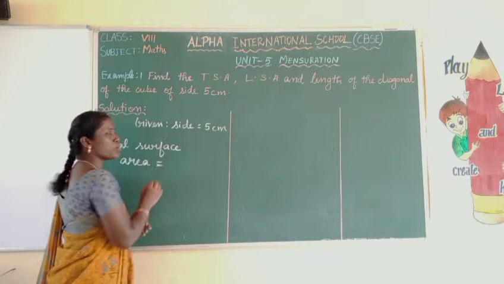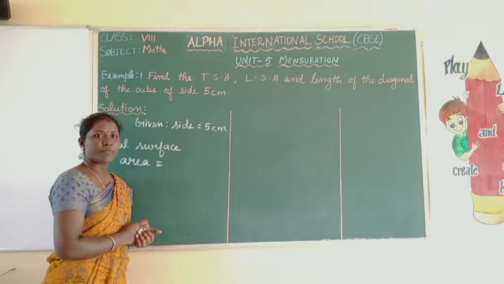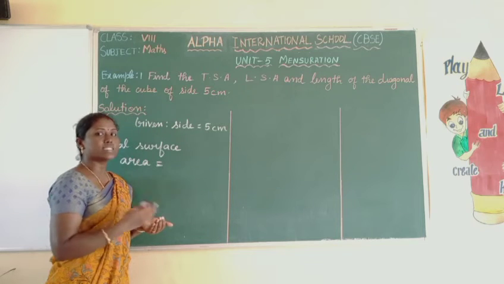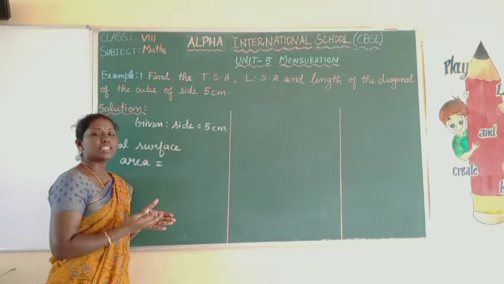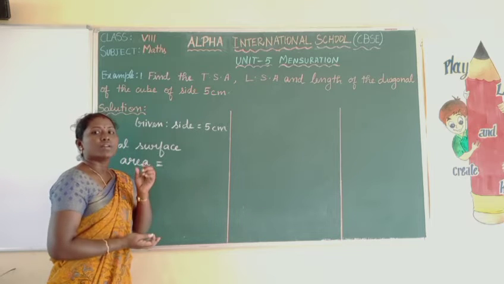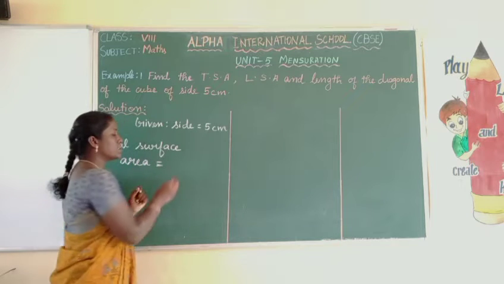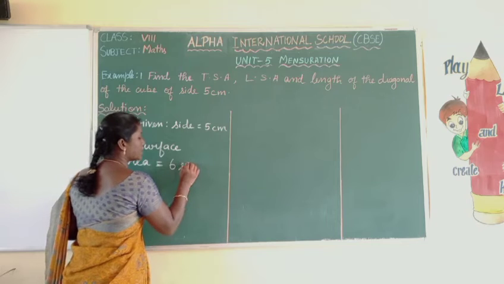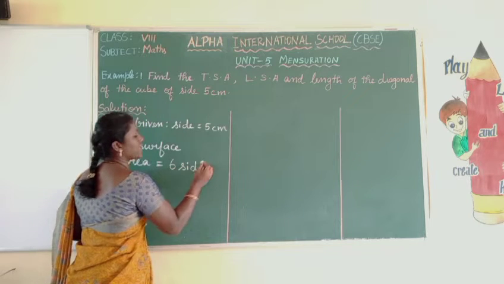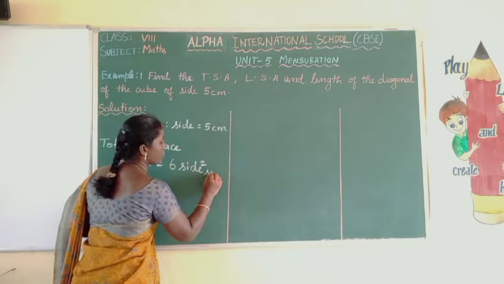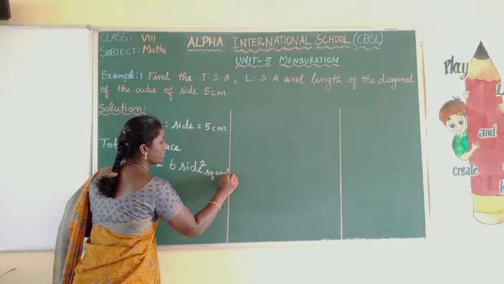So remember and tell me, what is the formula for total surface area? Yes, total surface area includes all the 6 faces. So 6 into area of the side, isn't it? So 6 into side square, square units. This is the formula for total surface area.